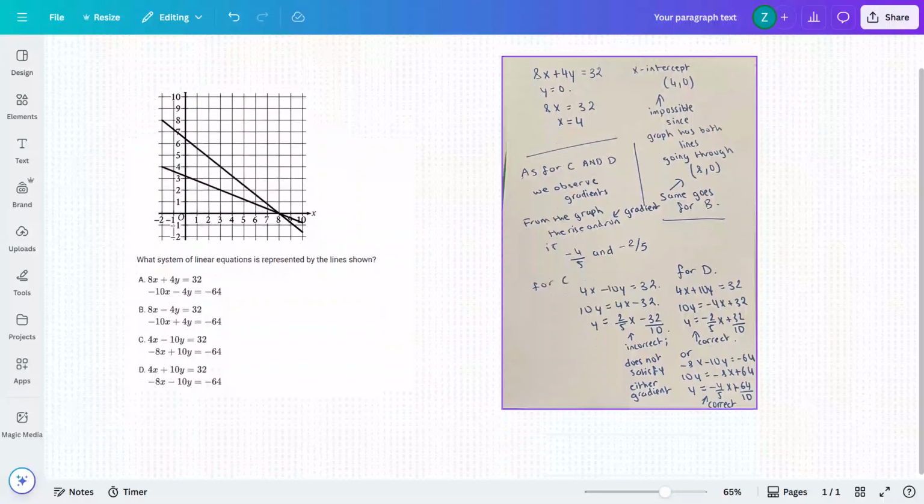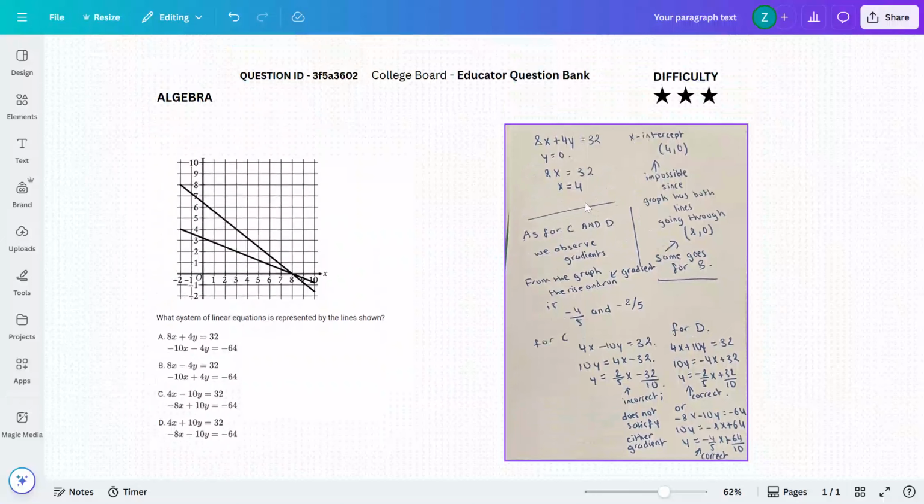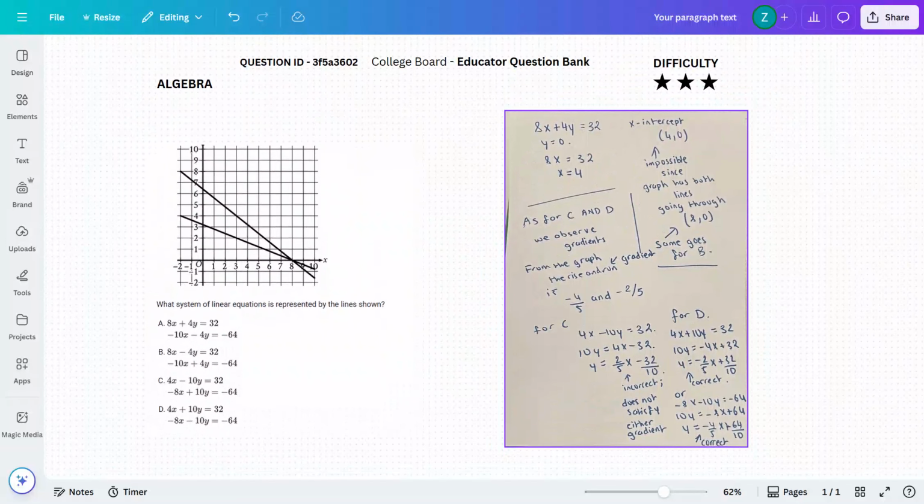What's up, everybody? This is Ace SAT, and today we're taking on another real SAT math problem, straight from the College Board's question bank, ID 3f5a3602. I'll walk you through it step by step and give you tips along the way so you can master this type of question very quickly. Let's get right into it.